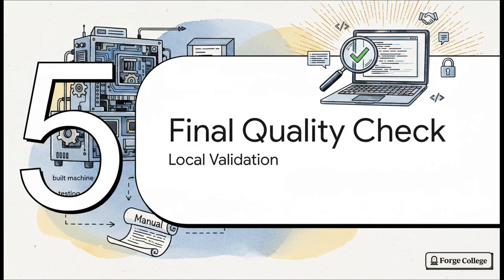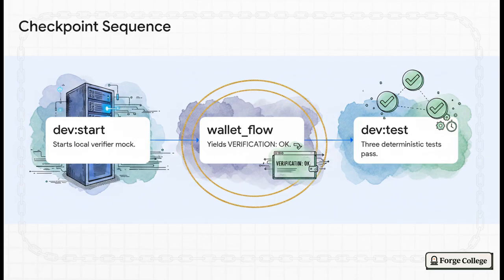Section 5, the final quality check. Okay, the machine is built, tested, and the manual is written. Now we hit the climax of the whole process, local validation. This local checkpoint run proves everything works together seamlessly. And here is the golden rule for any handoff. The Capstone team must be able to execute this entire flow within 15 minutes of checking out your code.